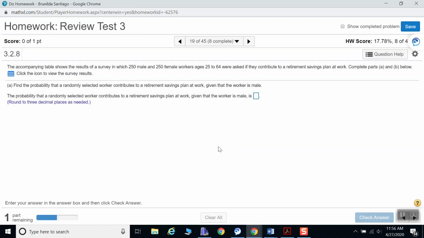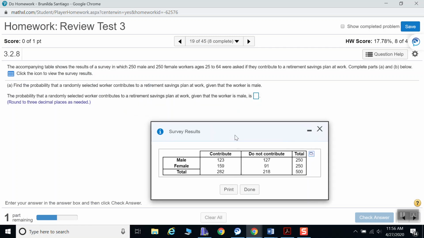So next question, number 19. The table shows the result of a survey in which 250 males and 250 female workers ages 25 through 64 were asked if they contribute to a retirement savings plan at work. Complete parts A and B below. Click the icon to view the survey results. So we're going to look at the survey and read the question. It has multiple parts. Find the probability that a randomly selected worker contributes to a retirement savings plan at work, given that the worker is male.